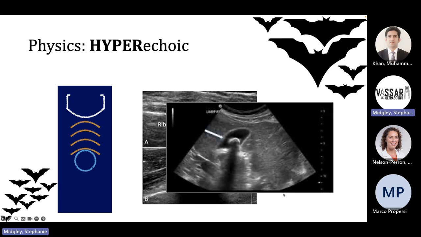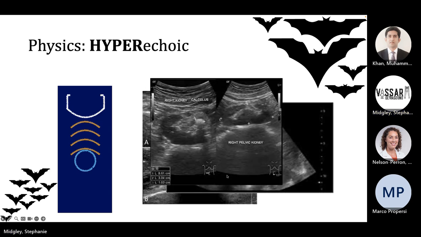So it's a nice clue when there's a stone, because then your eyes can track deep to that bright white thing and say, is that a bone? Is it a stone? And if they see shadowing, you say, oh, yep, it's a stone. So there's a stone in this gallbladder because there's bright white with a shadow. Here's another example of a stone, bright white with a shadow.